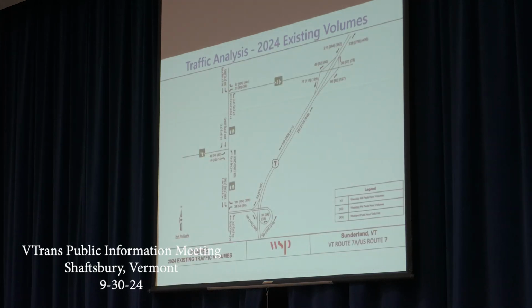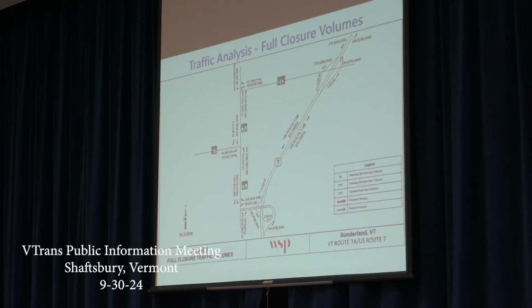This is just showing some of our existing traffic volumes. I know this is tough to read, but just wanted to show that we went through the effort to analyze existing traffic volumes on Route 7 and 7A. And then on this next slide, the full closure volumes and how the traffic gets redistributed as part of our considerations for the approach on the 7A detour.